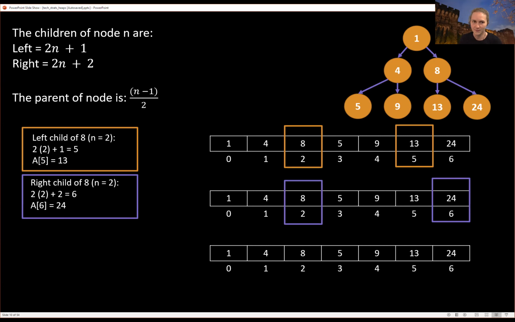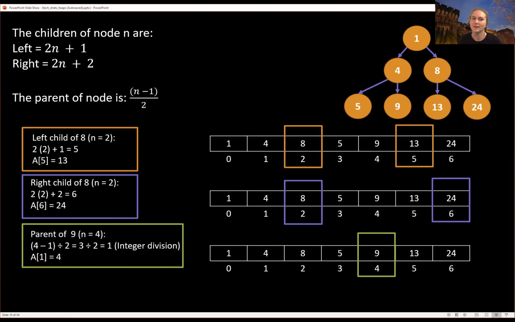Let's work backwards. What is the parent of 9? 9 is at index 4. 4 minus 1 divided by 2 is 1. And this is integer division, so be very careful here. So we're doing 3 divided by 2.